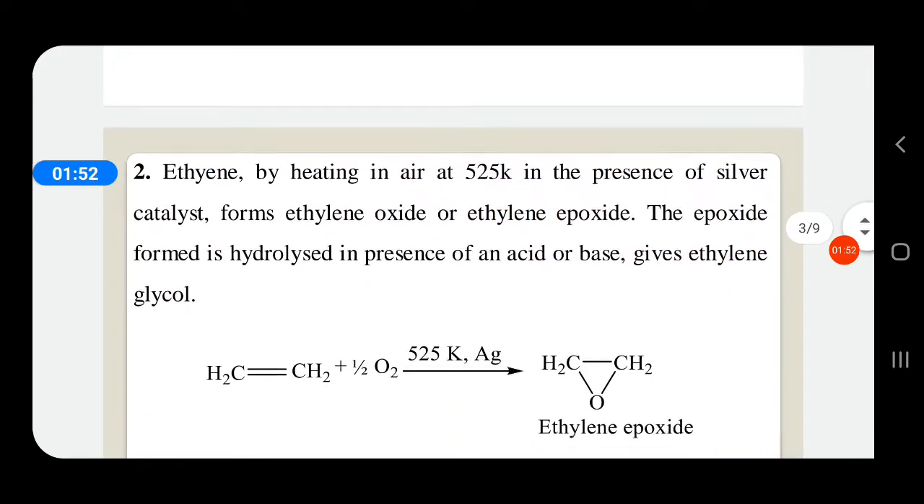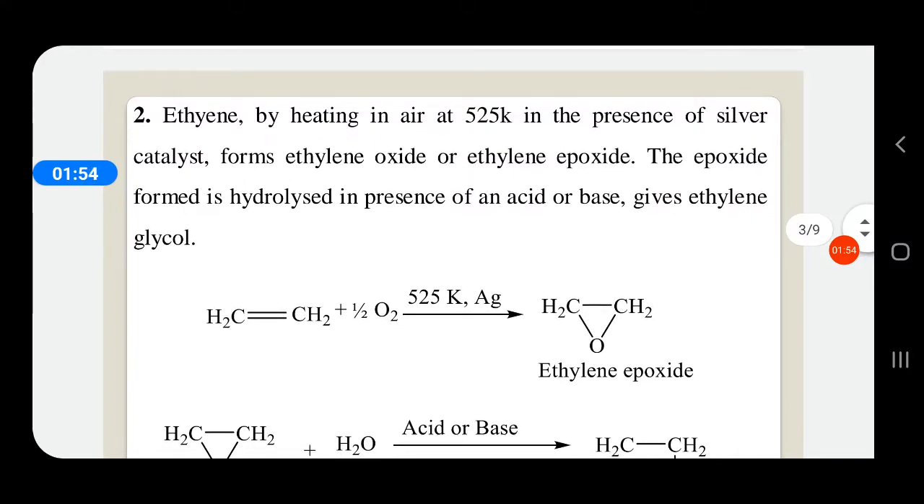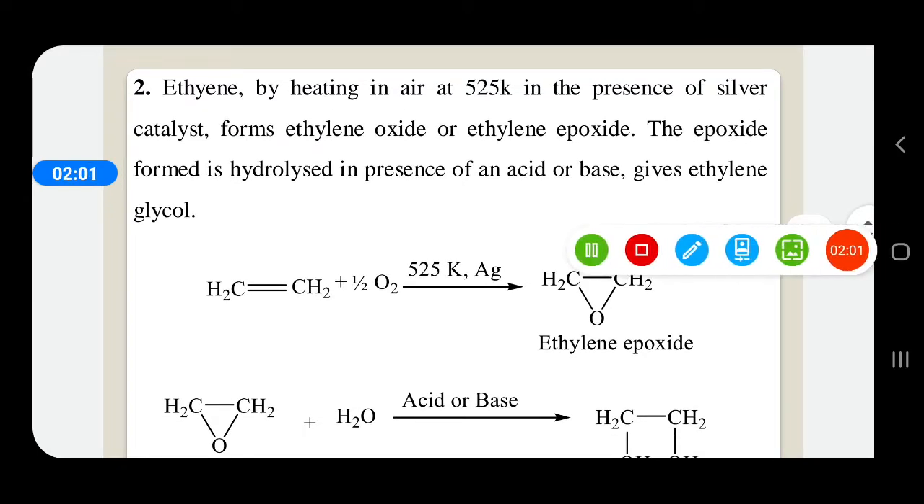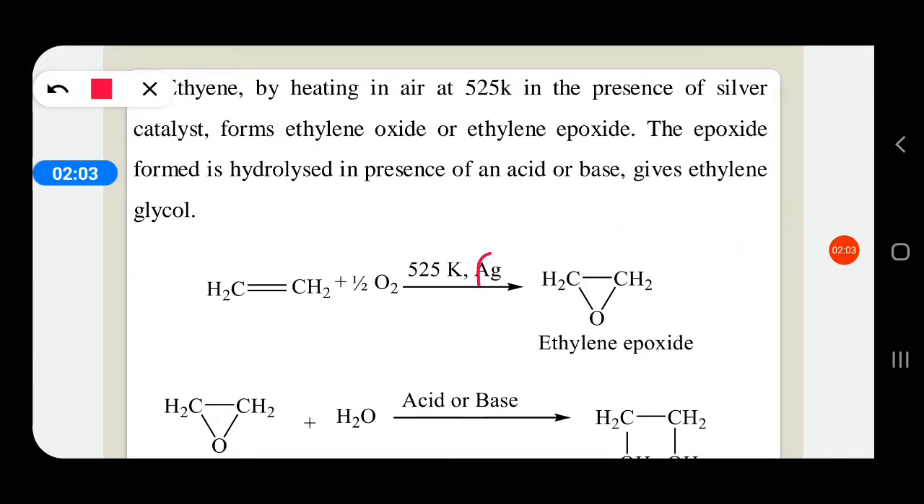Another method is heating ethene in air at 525 Kelvin in presence of silver catalyst. Initially it produces the intermediate epoxide, or ethylene oxide. Two methylene groups with oxygen form a cyclic compound called epoxide.